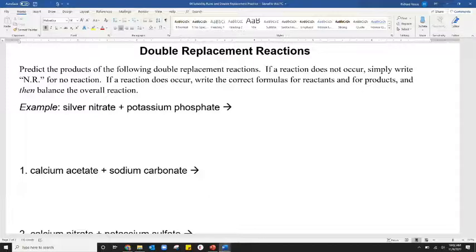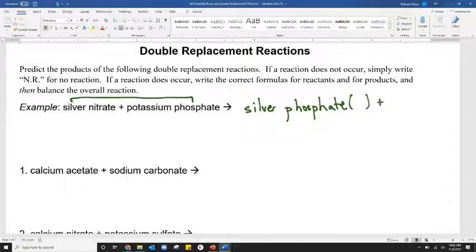All right, so let's put together our potential products in the example. It says silver nitrate plus potassium phosphate. Well, let's put together the silver and the phosphate. I'm going to do it in words first, and then if there's no reaction, I don't have to do anything else. But if there's a reaction, then I will have to write them all as symbols. There's the silver phosphate. And then, is it going to be nitrate potassium or something else? Oh, potassium nitrate. Potassium comes first.